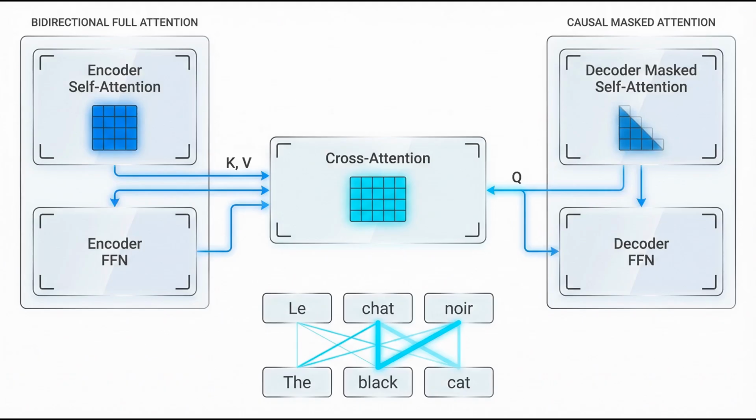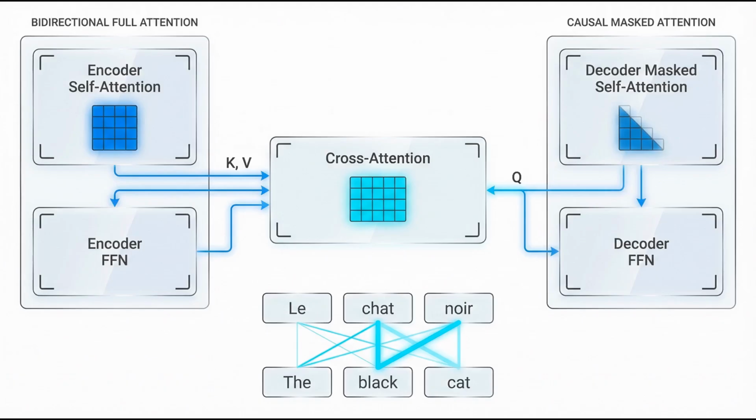Third, cross-attention. This is the key to the entire architecture. In cross-attention, the query comes from the decoder, while key and value come from the encoder's output. The attention matrix is rectangular, L target by L source, because the input and output sequences can have different lengths. This is a fundamental difference from the square matrices of self-attention. Here's how it works in practice.